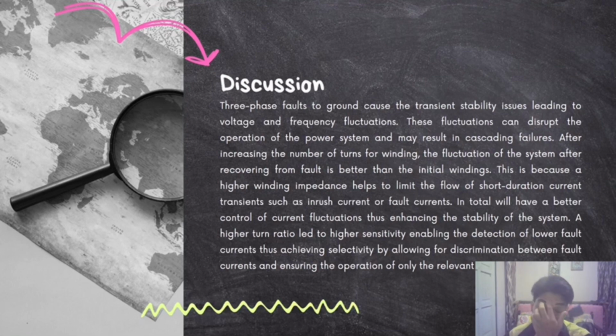This is because higher winding impedance helps to limit the flow of short-duration current transients, such as the inrush current or fault current. So in total, it will have better control of current fluctuation, thus enhancing the stability of the system. A higher turn ratio leads to higher sensitivity, enabling the detection of lower fault current, thus achieving selectivity by allowing discrimination between fault currents and ensuring the operation of only the relevant system.